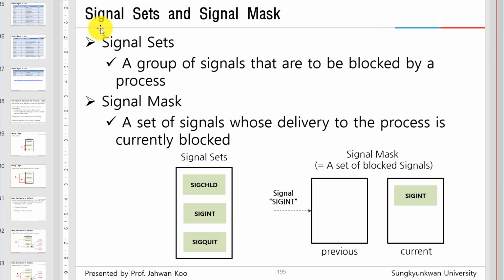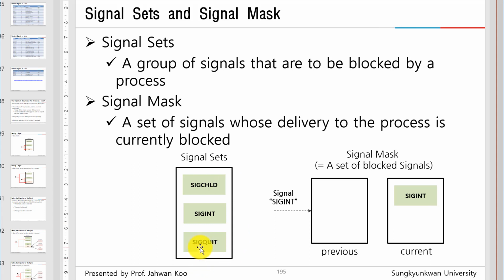The terms signal set and signal mask appear a lot when operating a process. A signal set is a group of signals that are to be blocked by a process. For example, a process will block three signals: SIGCHLD, SIGINT, SIGQUIT. This is called a signal set.